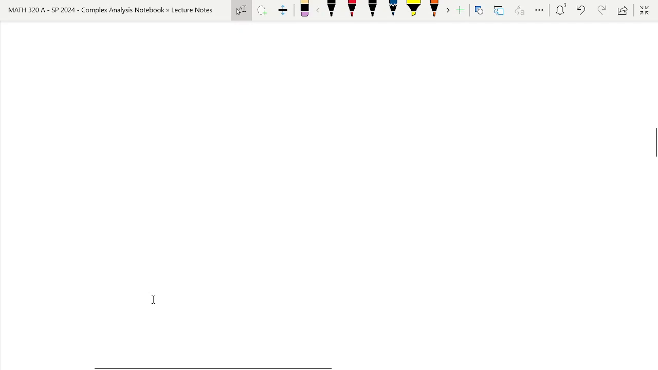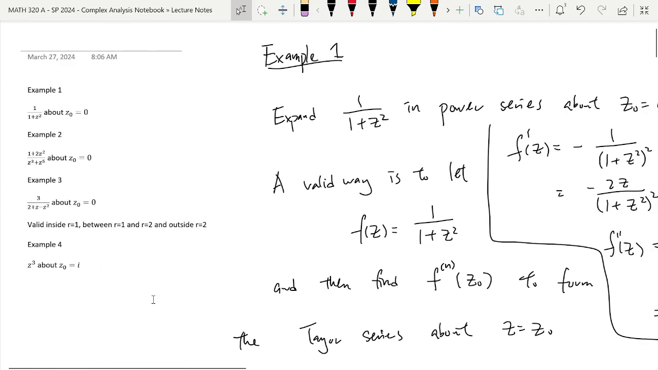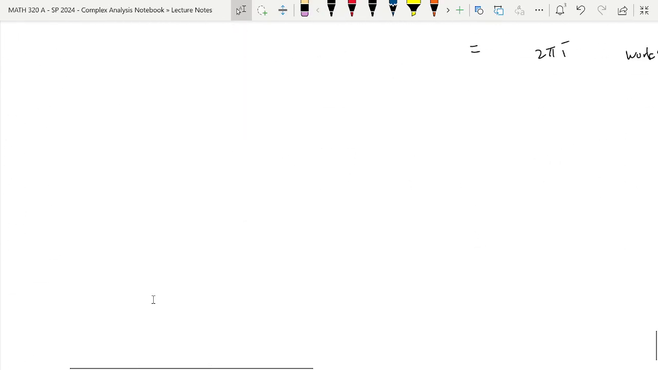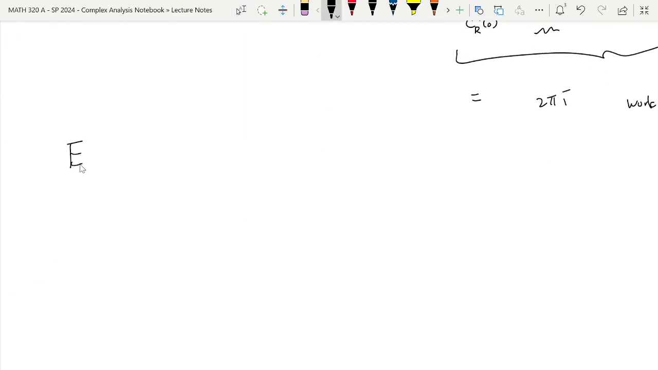Okay, so now example number 3. Yes, that's exactly what I want to do: 3 over 2 plus z minus z squared. I already forgot. 3 over 2 minus z, thank you, plus z minus z squared. Okay, not too bad.